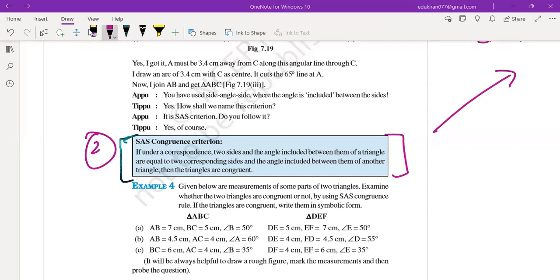What if no application is valid? Like, what if only 2 of the parts are equal? Then just leave it. It won't be applicable in SAS. Read the question, what they are asking. Okay, ma'am.